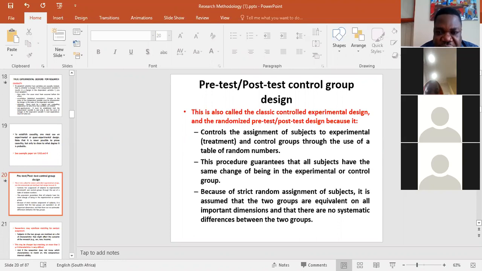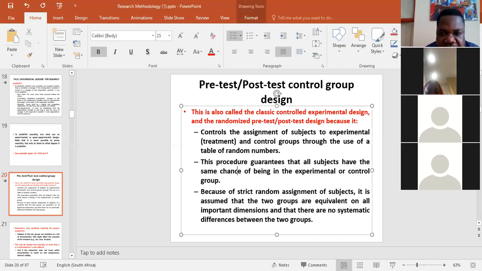Now, the pre-test, post-test control group, here you have controls. They control the assignment of subjects to experimental and control groups through the use of random numbers. So actually you want to do a study where you randomly select participants and place them under either the experimental group or the control group. This procedure guarantees that all participants have the same chance of being in either the experimental group or the control group, because you randomly place them.